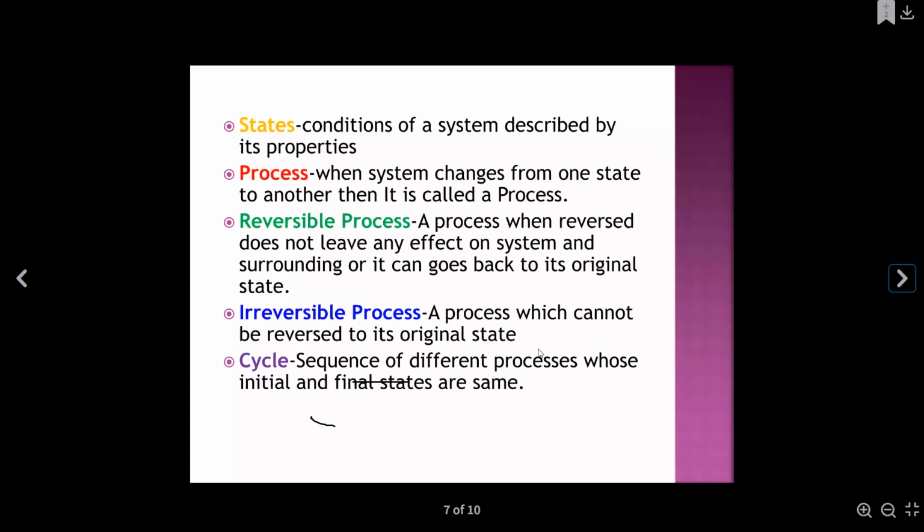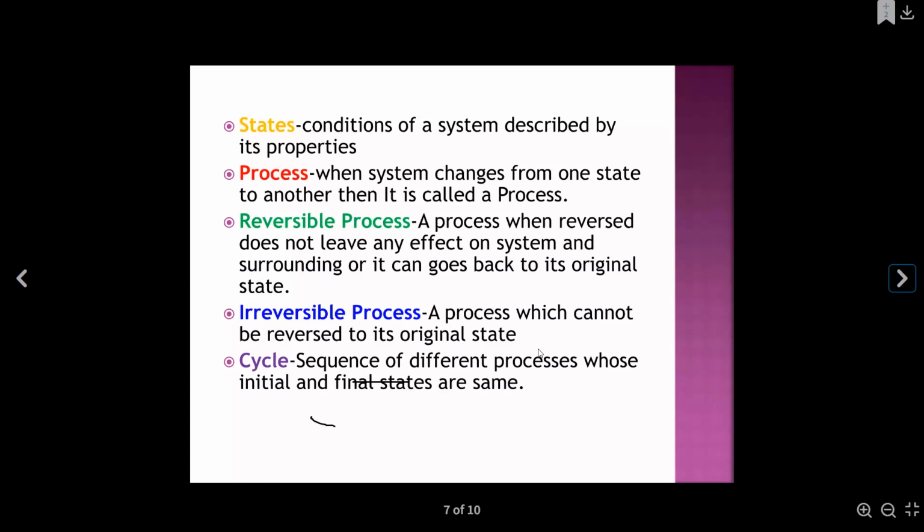So it's a system where the process occurs, then it reverses, and the reverse does not leave any effect on the system and the surroundings. However, in thermodynamics, a reversible process is a process that takes place infinitesimally slowly, such that the driving force is only infinitesimally greater than the opposing force, and at any point the direction of the forces can be reversed by an infinitesimal change in the state of the system. On the other hand, we have an irreversible process. An irreversible process is a process which cannot be reversed to its original state.